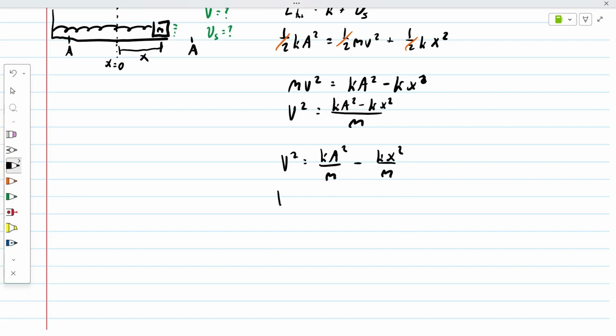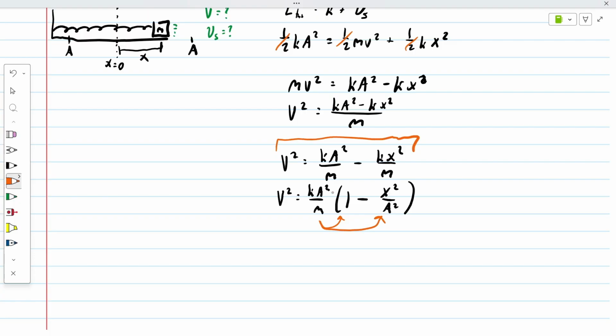So I'm going to say the velocity squared equals this kA squared over m. And then we can say 1 minus, so the k over m just pulls out. This x squared stays here. But now if we were to multiply it in to get the same thing, we would have to divide by an a squared. You can go ahead and check and multiply these back in and make sure you get this part right here. So I'm just pulling this out, which means you have to divide by this a squared so that when you multiply it in, they cancel. Okay, so now we have this right here.